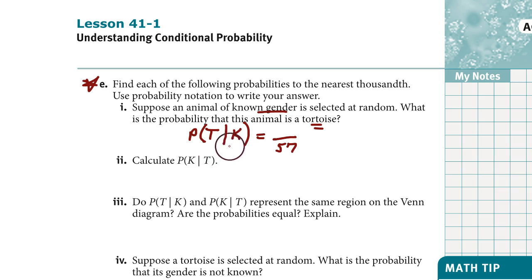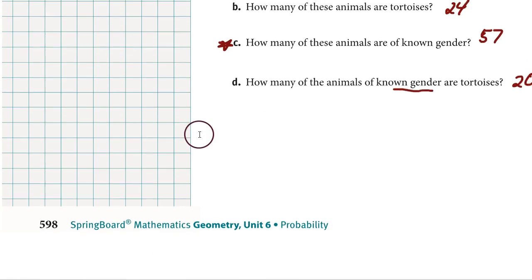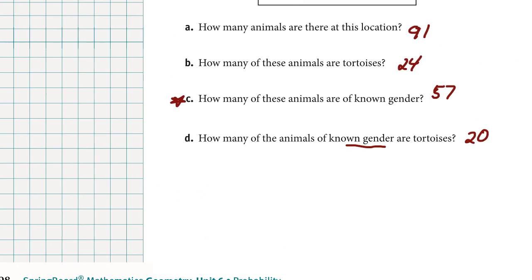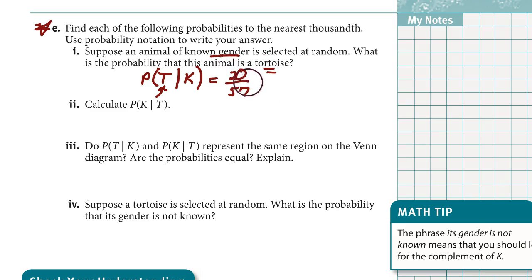Now of those 57, how many are tortoises? Going backwards, that was the number 20. Our answer is 20 out of 57, which we can change into a decimal. It is 0.350. I'm going to pause the video for you to try question 2.